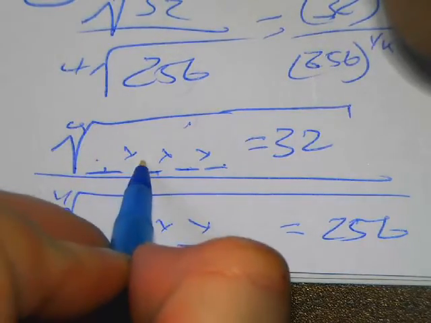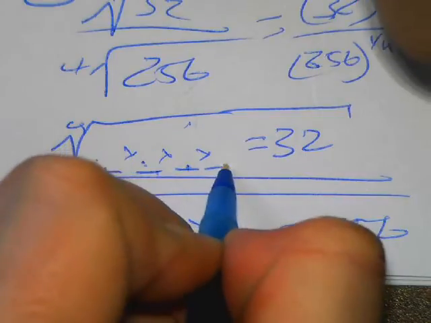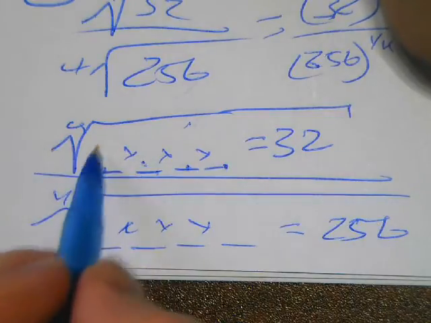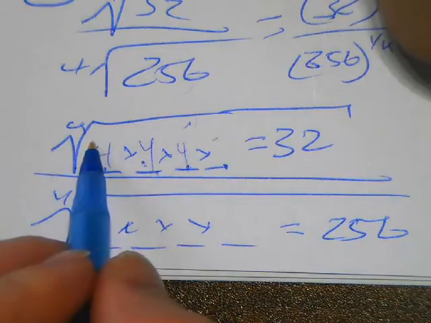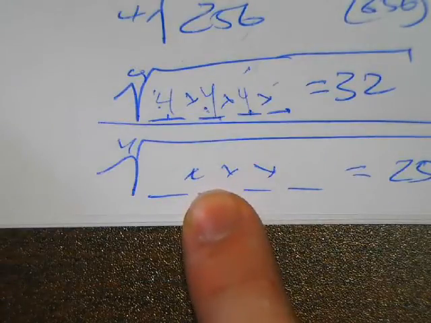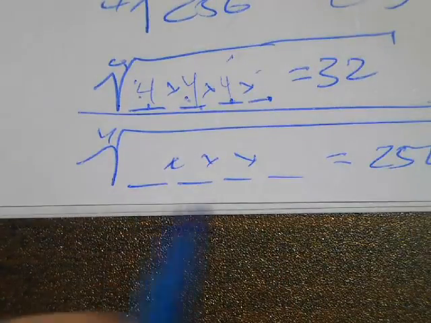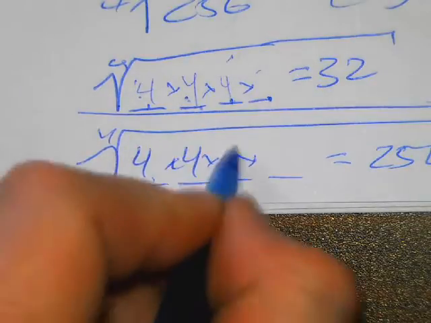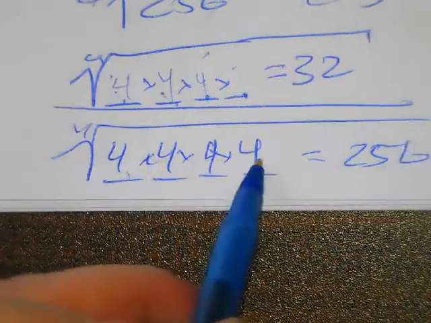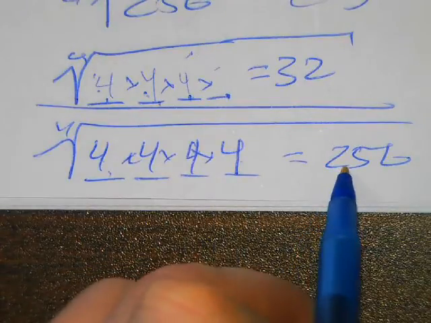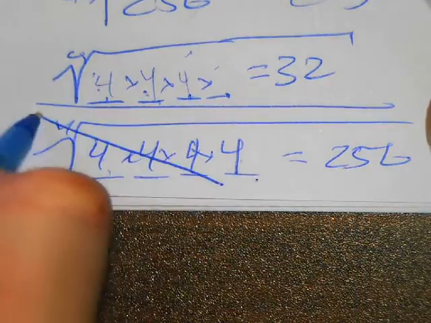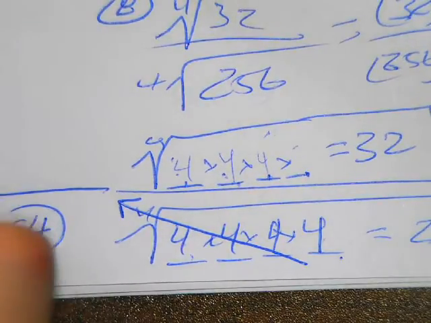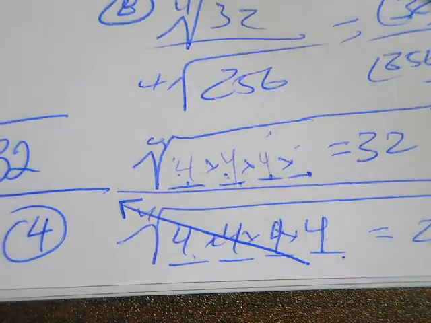2 times 2 is 4. 4 times 2 is 8. 8 times 2 is 16. Is it 4? 4 times 4 is 16. 16 times 4 is 64. So that's too much. We can at least try this one, right? We can say that this one is at least going to be 4 times 4 times 4 times 4, because 16 times 16 is our 256. So we know for a fact that our denominator can just simplify to 4. But our numerator is still going to be the fourth root of 32. So we still got to work on that one.